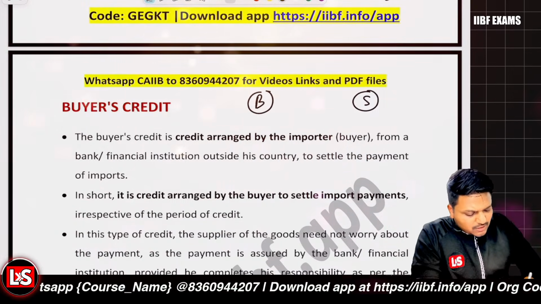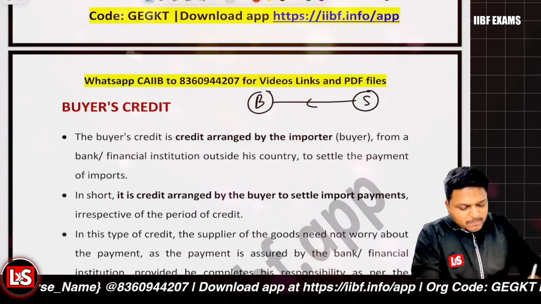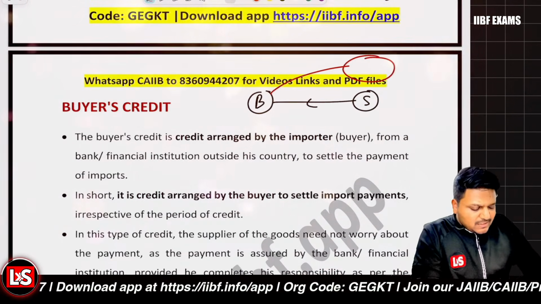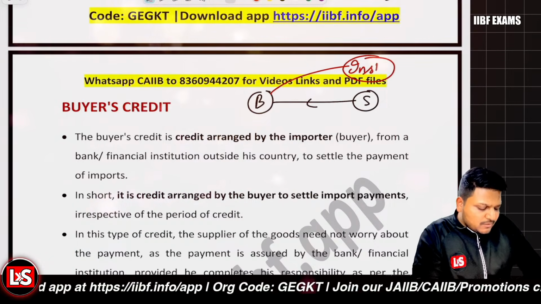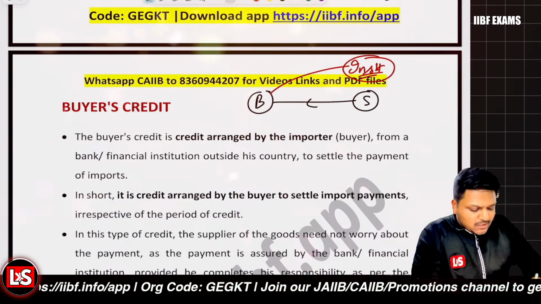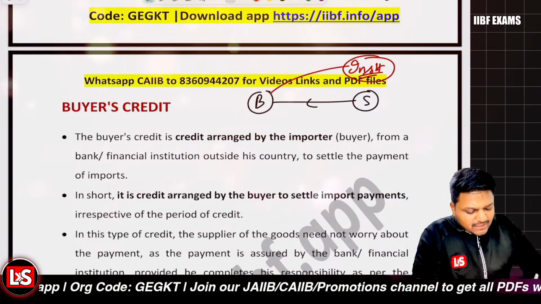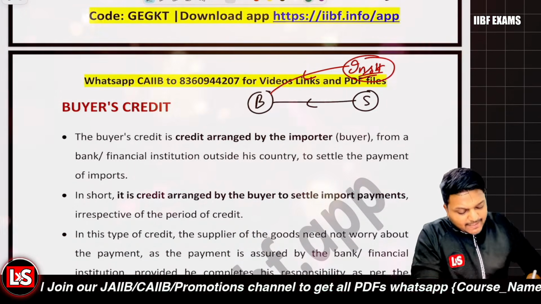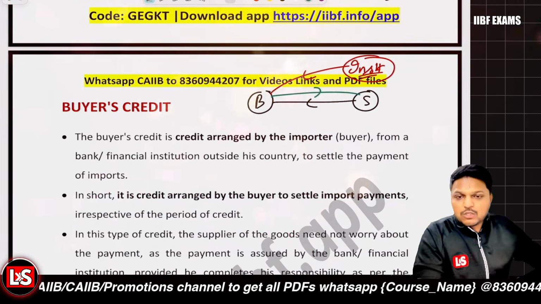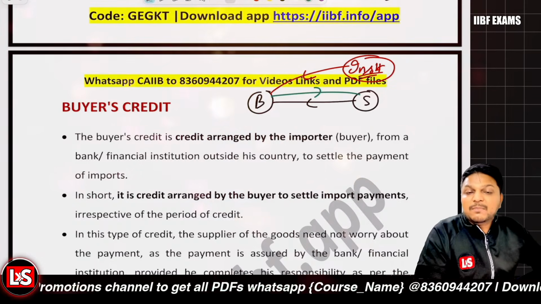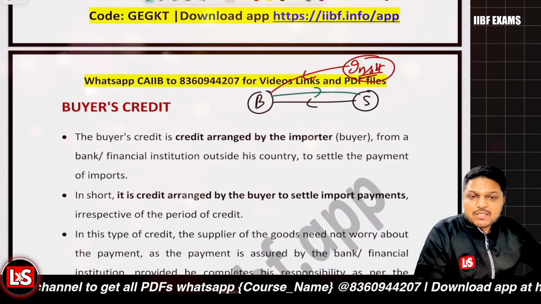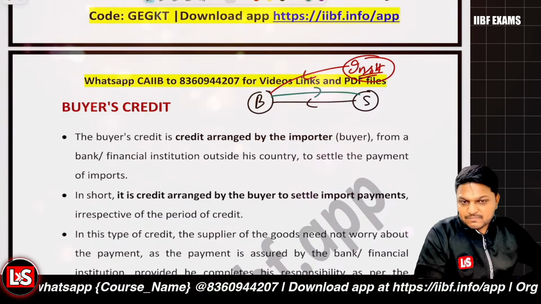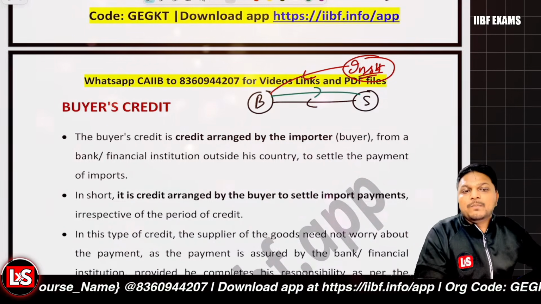Seller has sold the goods to person B and B is to make the payment. Now, buyer will be arranging a credit from an institution in the country of the exporter. B will be getting a fund from the institution and will be paying the amount to the person S. That's basically the buyer's credit. So it is arranged by the buyer itself so as to settle the import payments.